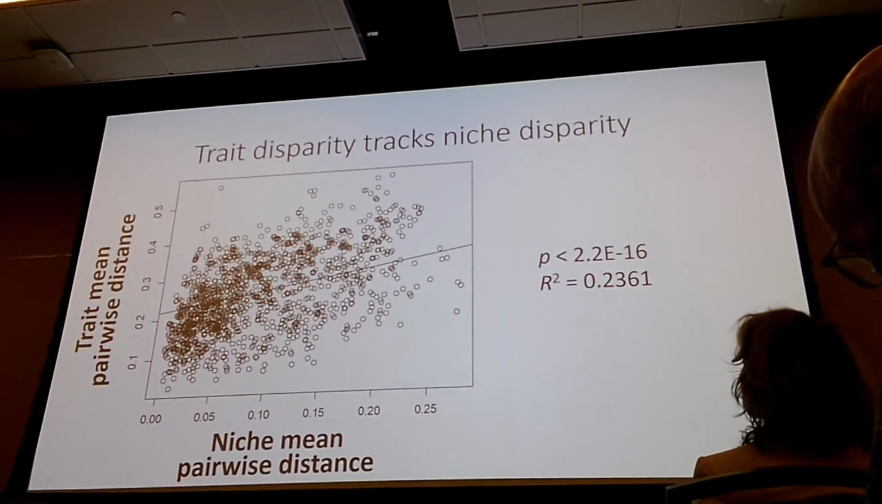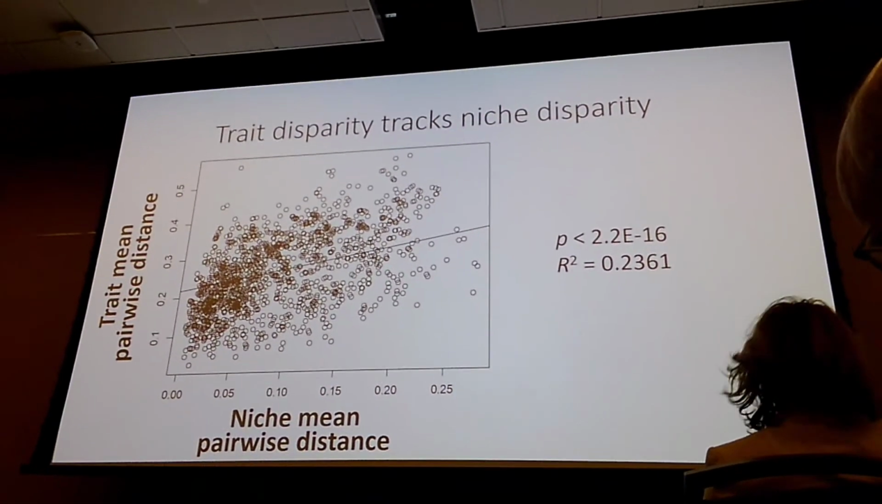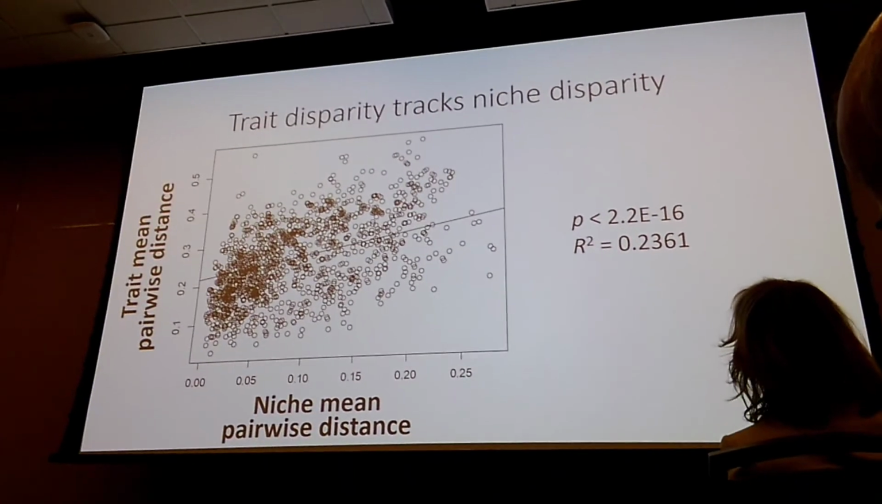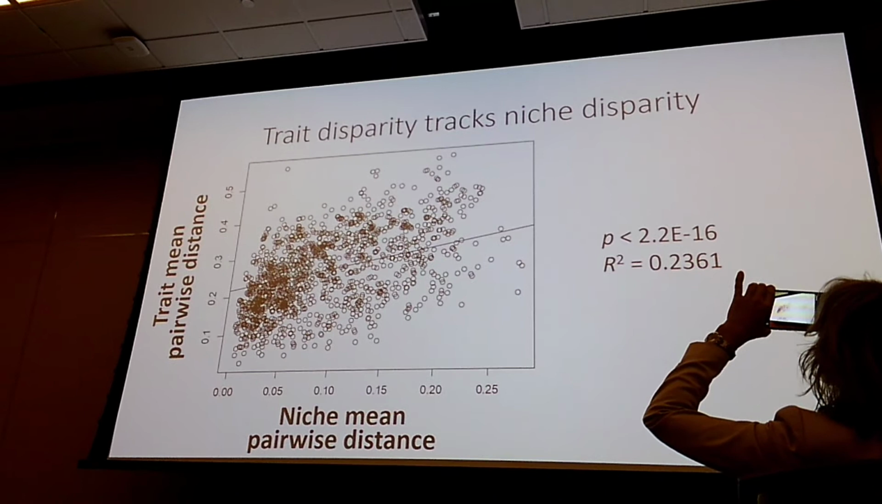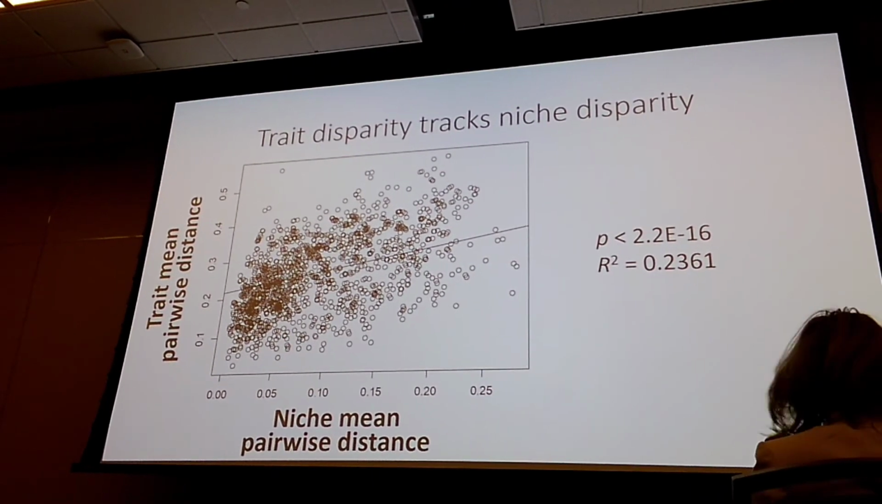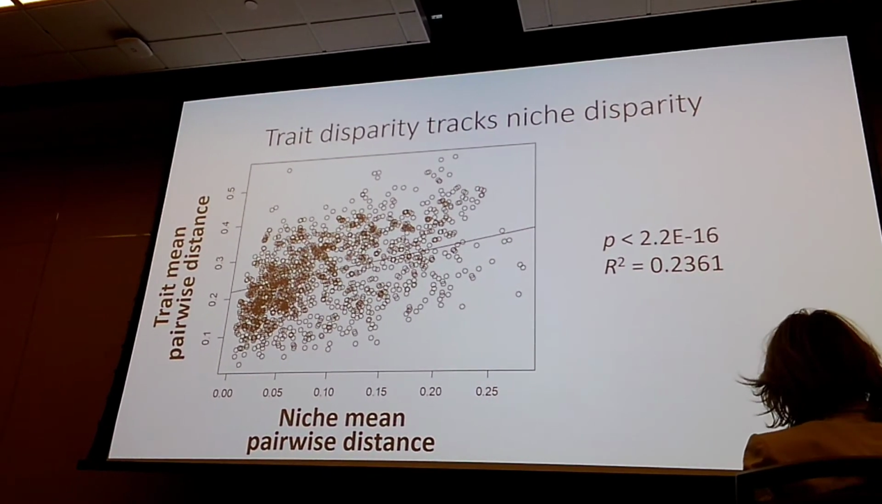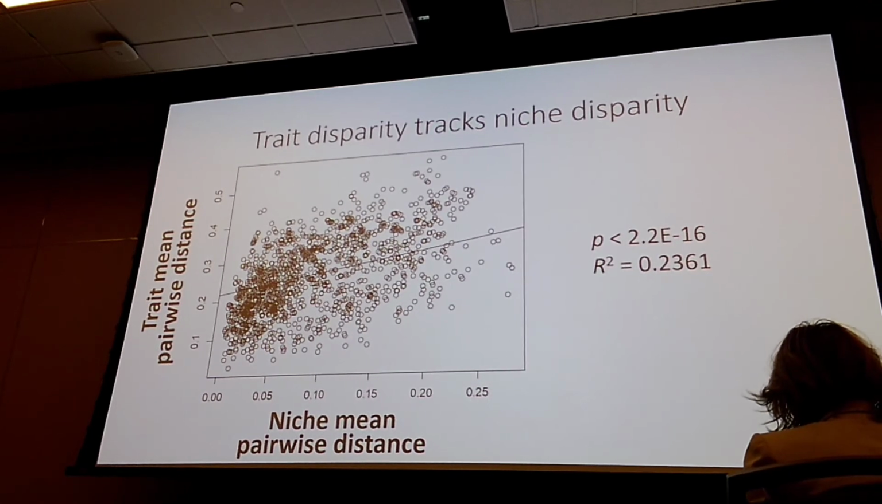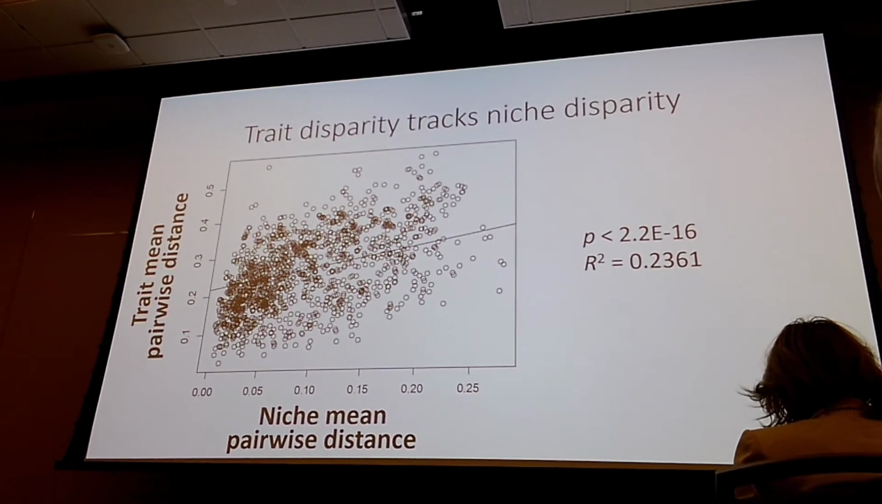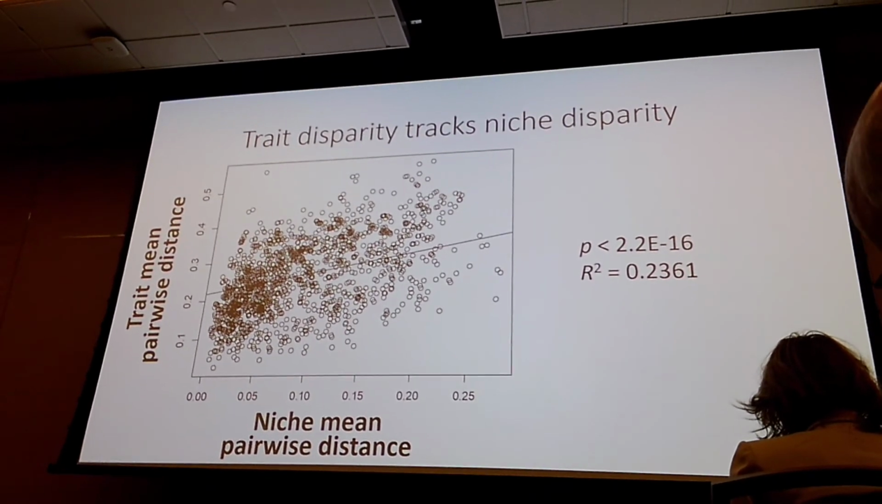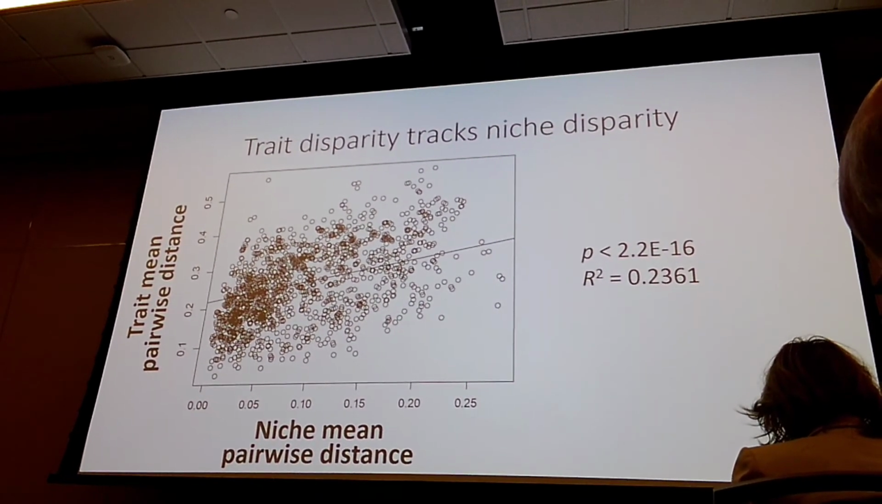Looking at this in a little bit of a different way, rather than phylogenetic correlation, we could characterize niche and trait disparity. So in this plot, each dot is a clade, and the metric is pairwise distances among all pairs in that clade. And we see a decent correlation and a really strong p-value for a relationship between these two, and so that's really nice to see.